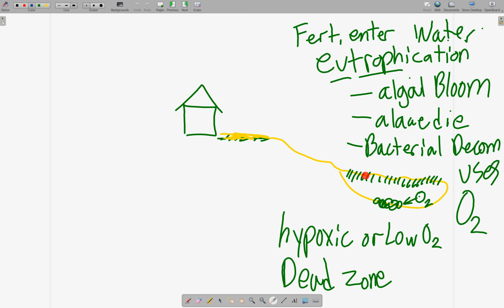Now eventually, when the nutrients run out, those algae are going to die because they don't have enough nutrients anymore. And when they die, they get decomposed at the bottom, and that uses up oxygen, which means the water, the lake, becomes hypoxic or a low oxygen environment. Another name for this is a dead zone, when there's not enough oxygen for the fish that live in the water. So fertilizer can be a pollutant when it's in the wrong place. And we call that eutrophication. It can lead to an algal bloom and then eventually to low oxygen.